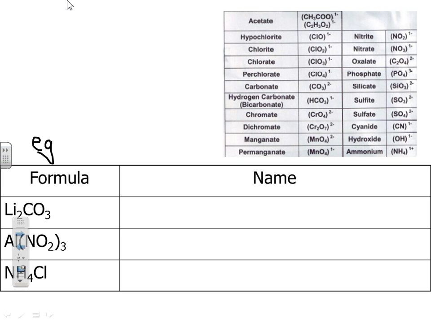Li2CO3. And let me get this thing out of the way. Al brackets, NO2 brackets 3. And NH4, look at that. I didn't even know that one was coming up. I think we know the name of that one. And let's now come up with the names.